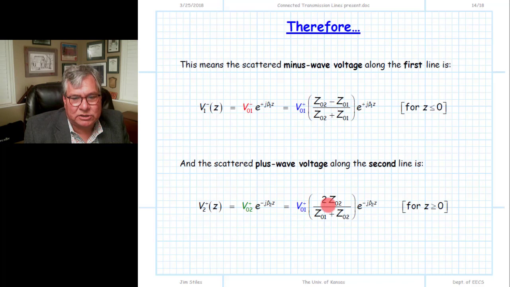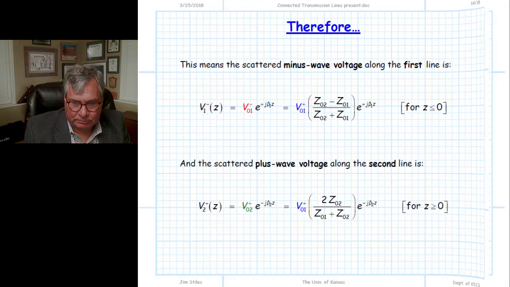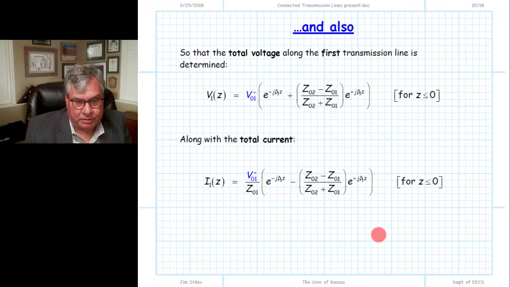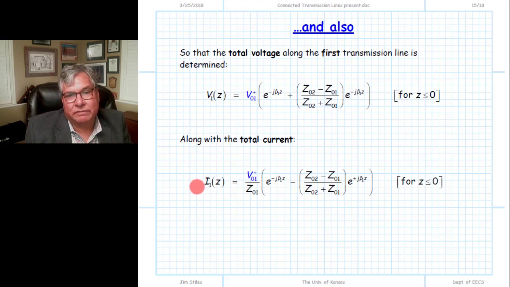And we see that these two results are very different, and they should be, because this is the scattered voltage on the first transmission line, and this is the scattered voltage on the second. So we can go through and determine then the total voltage along the first transmission line and the total current along the first transmission line by simply adding together the plus wave voltage to the minus wave voltage, and likewise for the current. For the second transmission line, the total voltage and current are simply equal to that scattered wave voltage and current which we just determined.